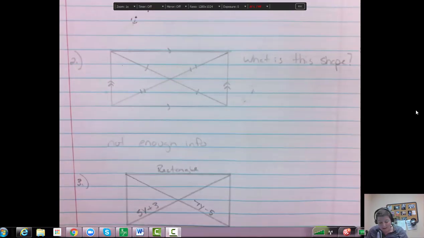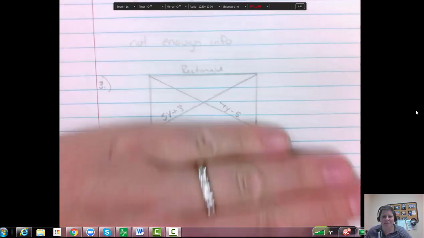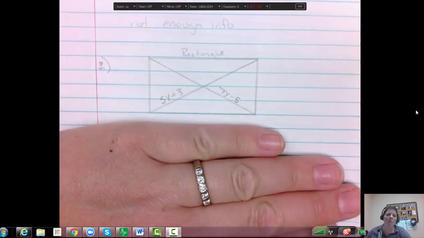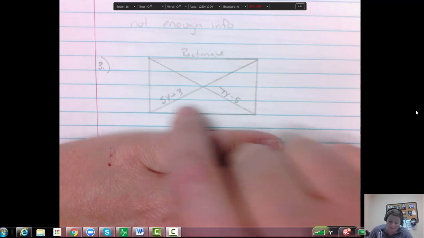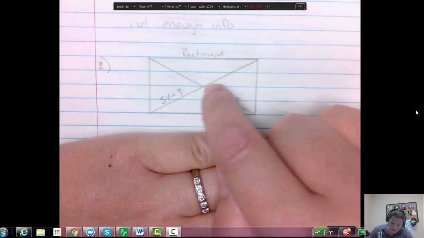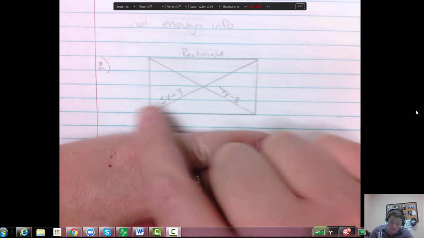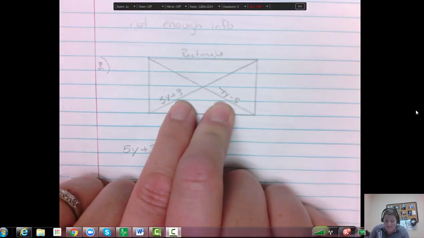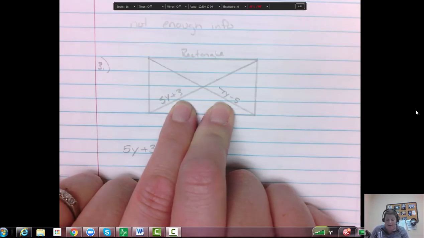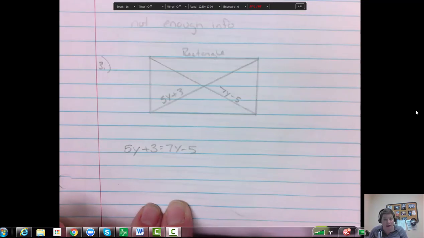Okay? All right. Let's look through some different problems. You might see something like this. How would you know what y is? What do we know about this one versus this one? Well, we know because it's a parallelogram that this side is congruent to this side and this side's congruent to this side. We also have to know that this whole thing is going to equal this whole thing. So basically, these two have to be congruent to each other, and so we'd set them up equal to each other and solve to find y.